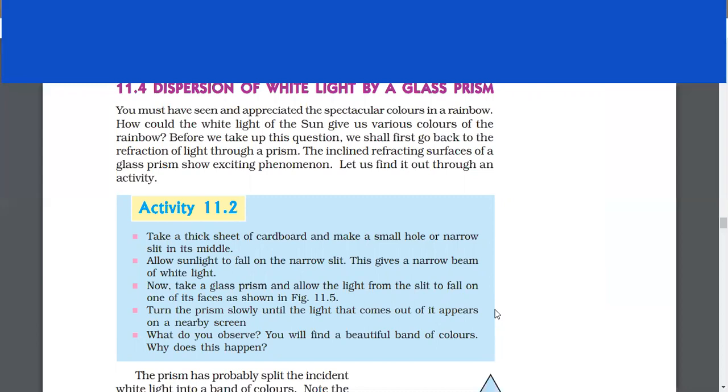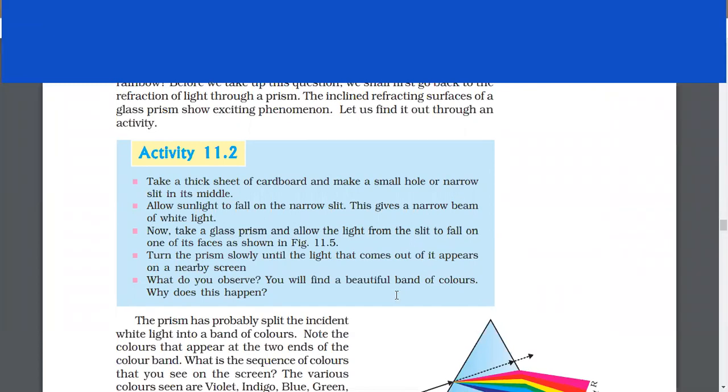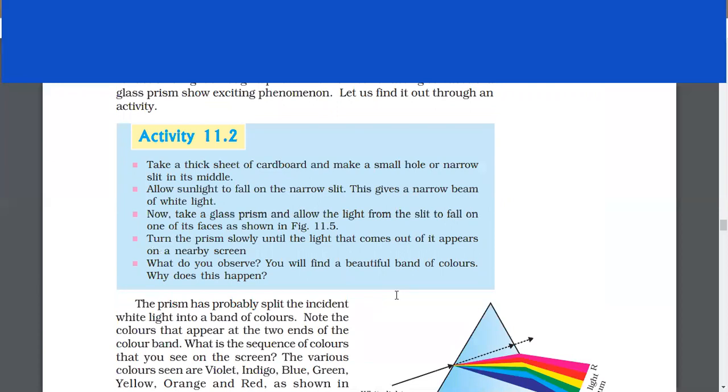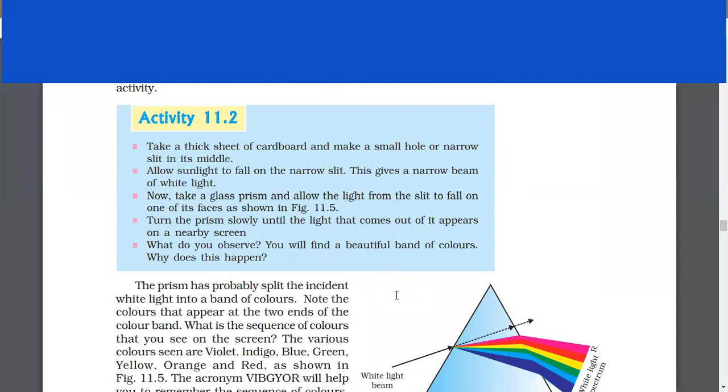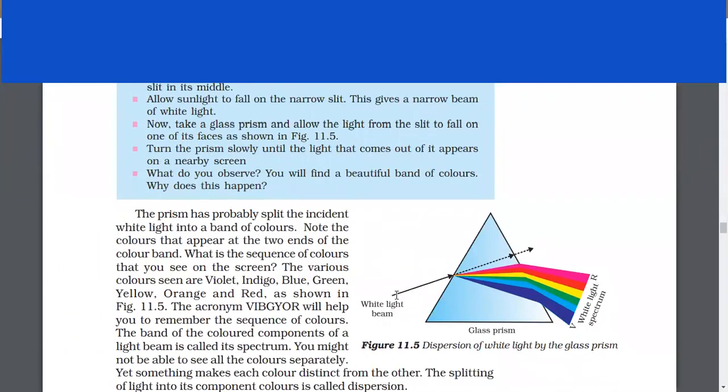Activity 11.2. Take a thick sheet of cardboard and make a small hole or narrow slit in its middle. Allow sunlight to fall on the narrow slit. This gives a narrow beam of white light. Now take a glass prism and allow the light from the slit to fall on one of its faces as shown in figure 11.5. Turn the prism slowly until the light that comes out of it appears on a nearby screen. What do you observe? You will find a beautiful band of colors.